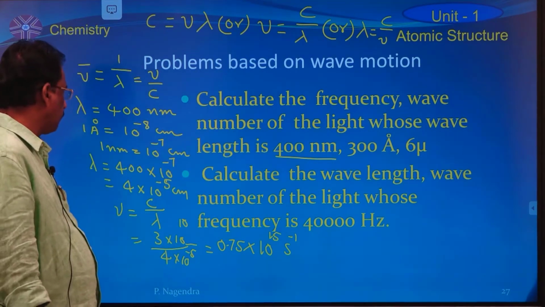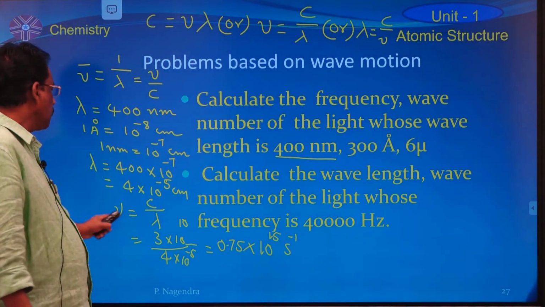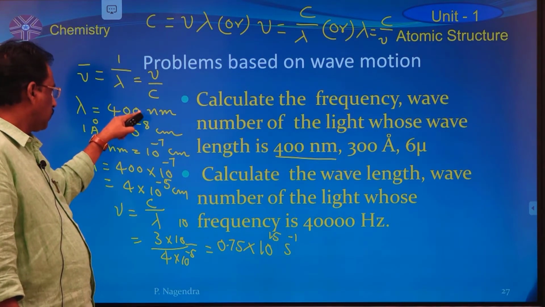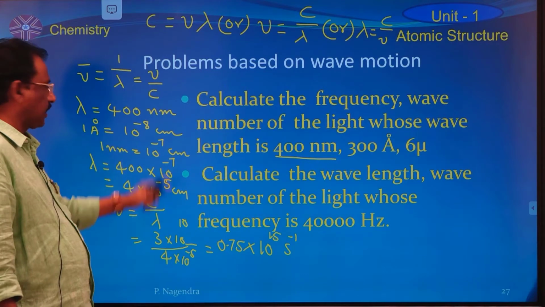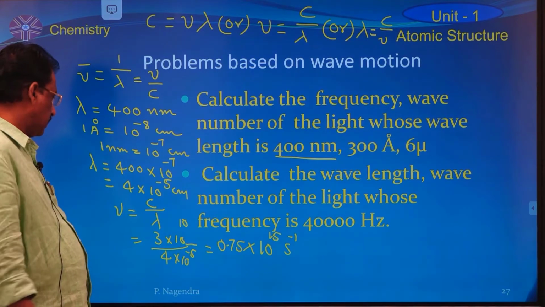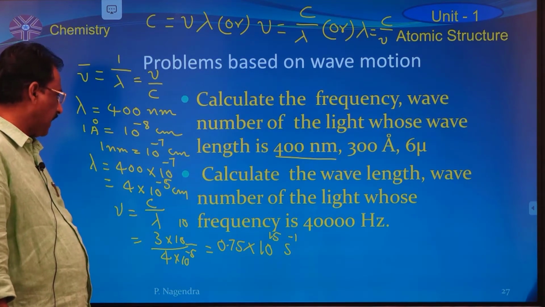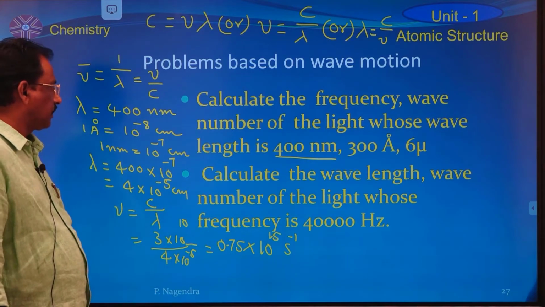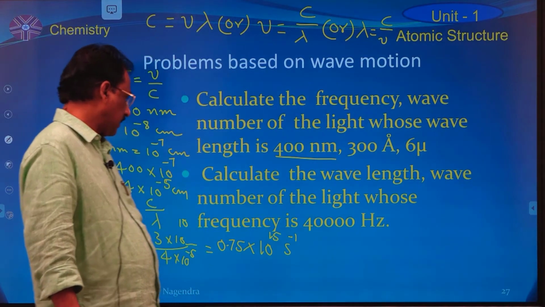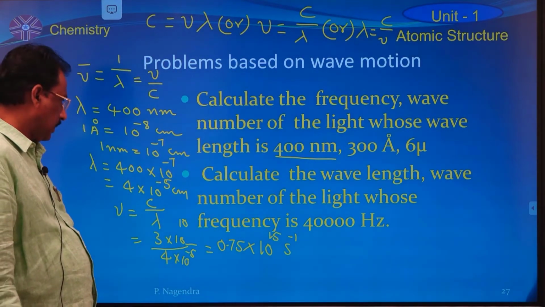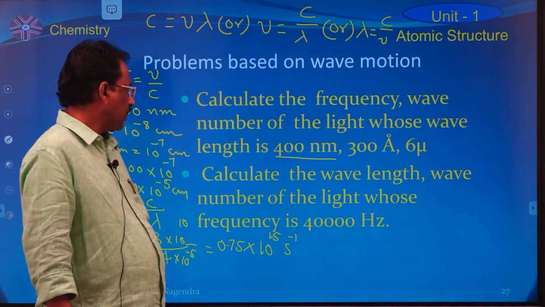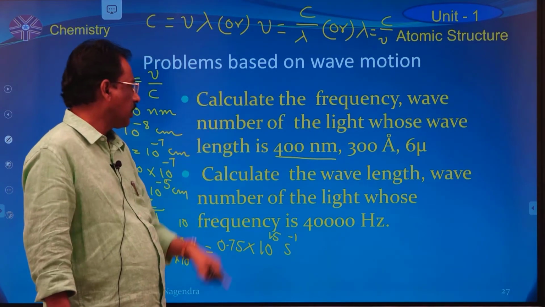Once again I will repeat the solution. Nu is equal to c by lambda. First convert lambda into centimeters using the conversion: 1 nanometer is equal to 10 power minus 7 centimeters. Therefore, nu is equal to c by lambda. So the frequency of the radiation whose wavelength is 400 nanometers is 0.75 into 10 power 15 second inverse. At the same time, calculate the wave number of the radiation also.